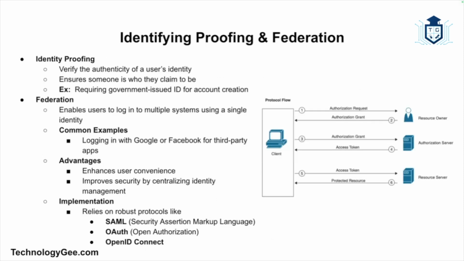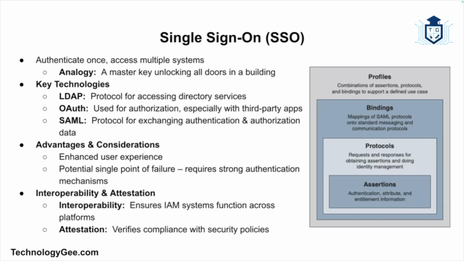All right, next let's talk about identity proofing and federation. How do you ensure someone is who they say they are? This is where identity proofing comes in. It's about verifying the authenticity of a user's identity. So for example, requiring a government issued ID for account creation. And then we have a concept called federation. This allows users to log into multiple systems using a single identity, and an example of this could include Google or Facebook login for third-party applications. So federation boosts user convenience and security, but requires a robust implementation of various protocols like SAML or OpenID Connect.